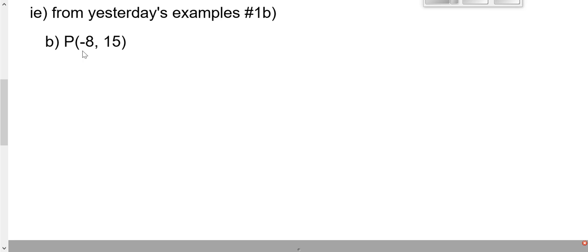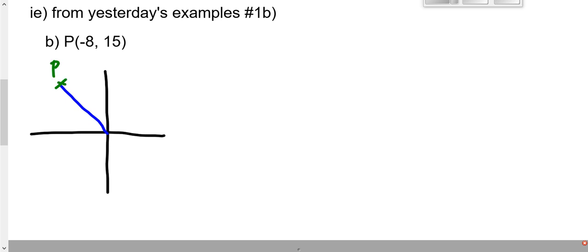Alright, so let's do this. We have a point P, (-8, 15) on the terminal arm. Let's draw this first. So -8 and 15 means it is in quadrant 2. This is point P, (-8, 15). And of course, this makes up a right angle triangle, and then your angle theta is this.